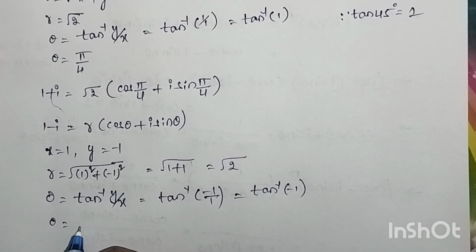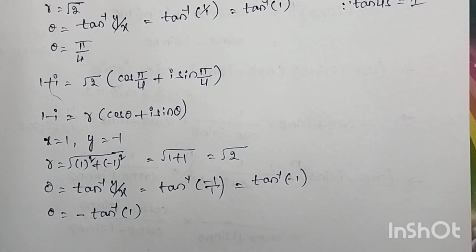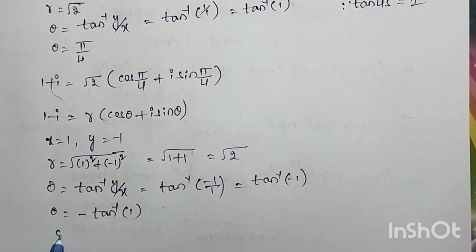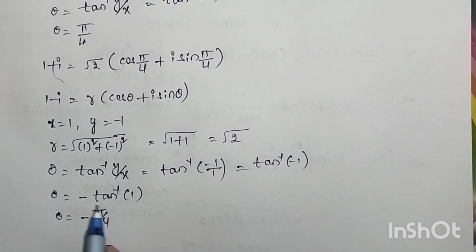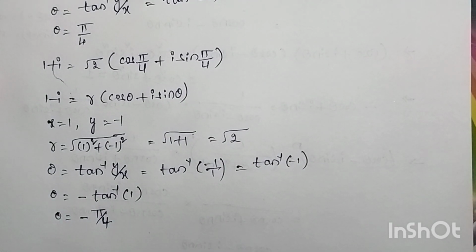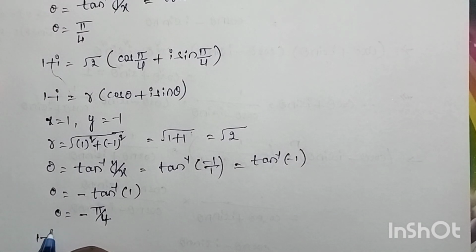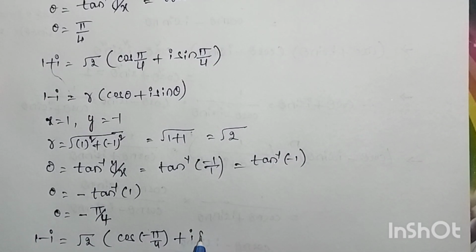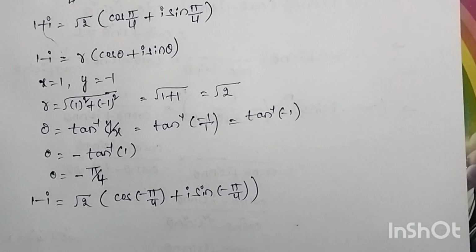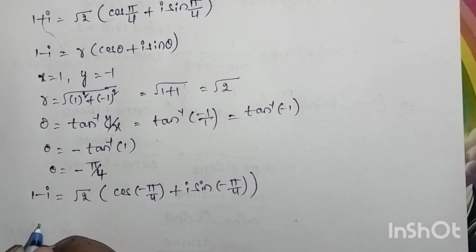So theta equals minus tan inverse 1. So tan of which angle gives 1? 45 degrees. So theta is equal to minus pi by 4. So 45 degrees we can write as pi by 4. So 1 minus I equals root 2 into cos of minus pi by 4 plus I into sin of minus pi by 4. Now we have to prove LHS is equal to RHS.